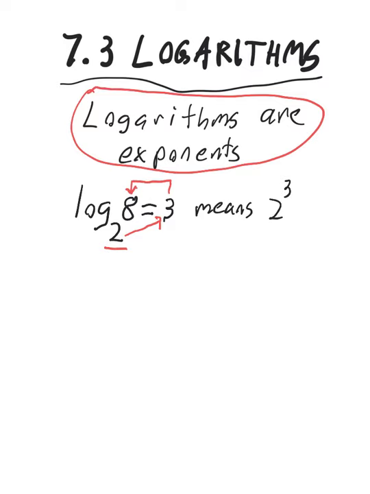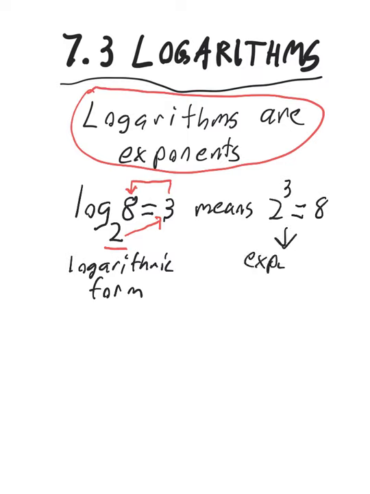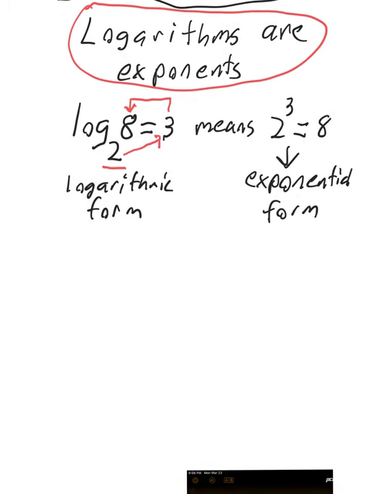And you can always write that in what we call exponential form. 2 to the third is 8. Okay? So the left equation here, we call that the logarithmic form. And the right-hand equation, we call that the exponential form. And anytime you write a logarithm, you can always write either the logarithmic form or the exponential form. The log will always be equal to the exponent.